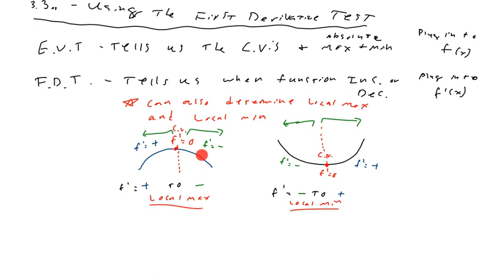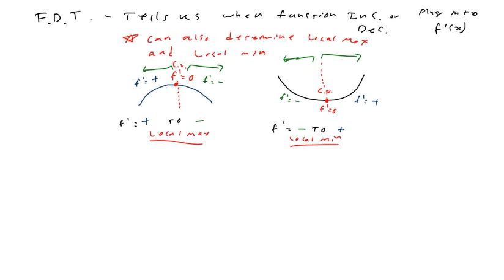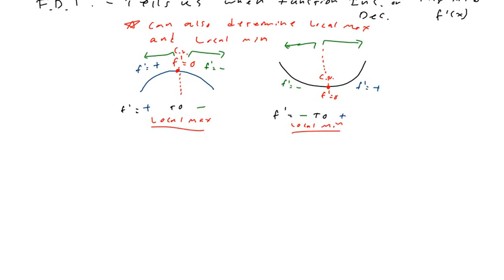So increasing, decreasing, right? Find your derivatives. If you change from positive derivative to negative derivative, you have a local max. If you're changing from negative to positive, you have a local min. And the derivative has to be 0. Three conditions: a 0 derivative at a critical value, and switching signs, positive to negative or negative to positive. So how do we then use this to figure out some information about a graph?